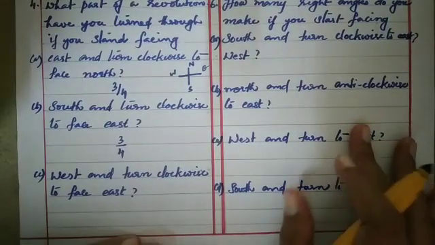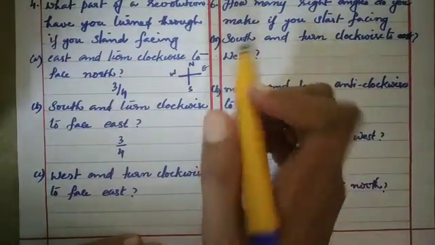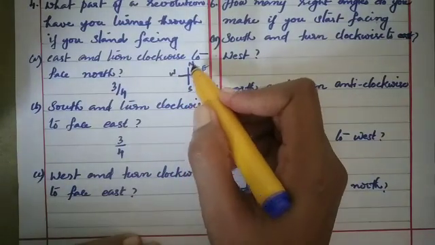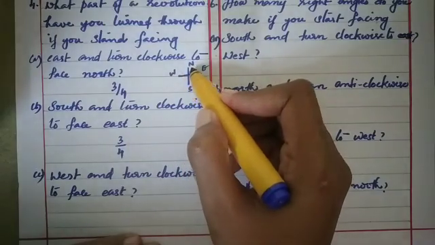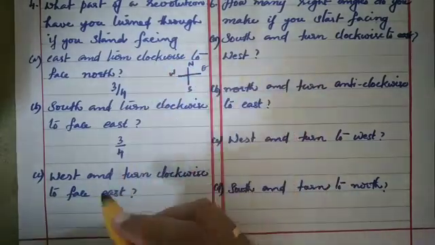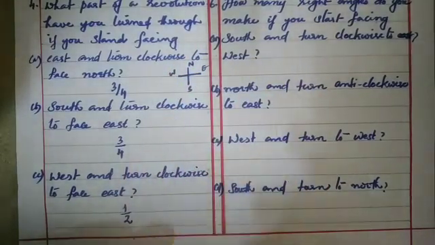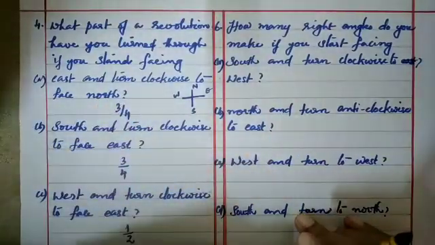Okay. Then C question, west and turn clockwise to face east. West to north is 1 right angle, north to east is 2 right angles. So what part of a revolution is it? Half of a revolution. Hope all of you understood. Next, fifth question is do as homework, and then sixth.